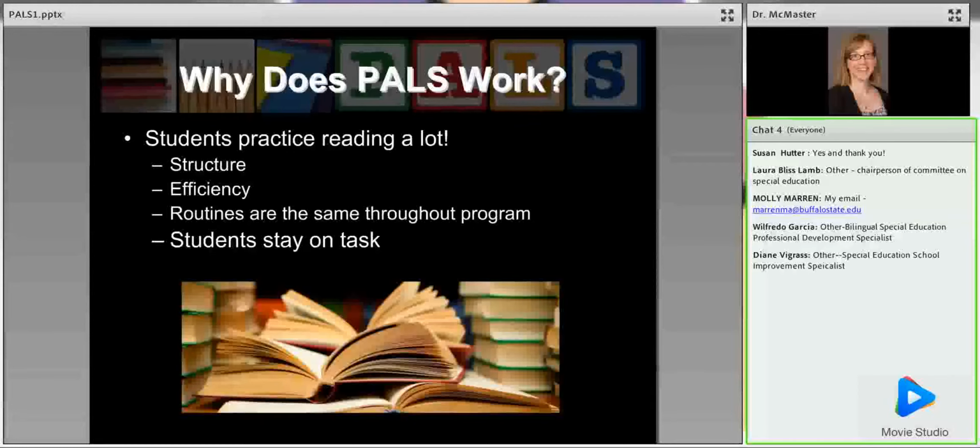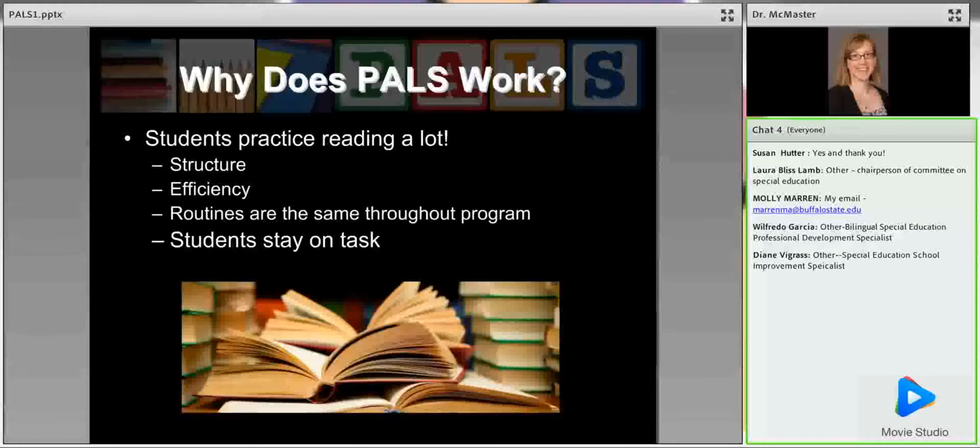So there's structure. The structure is very efficient. There's not a lot of time transitioning between activities. Most of the time is spent either reading or listening to your partner read or asking comprehension questions and talking about the reading material. So those routines stay the same throughout the program. Kids learn to do them, and once they become proficient at those, they can really stay on task and get a lot of reading done. And I think that's just so critical.